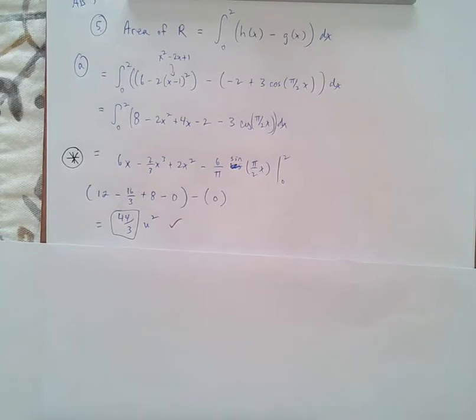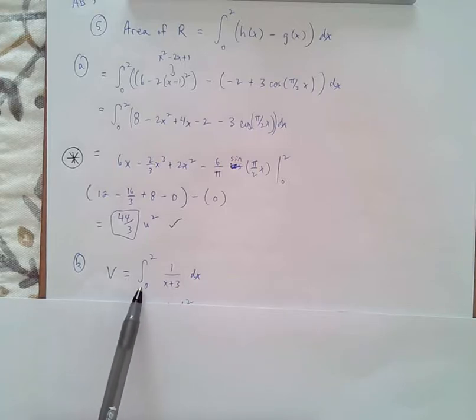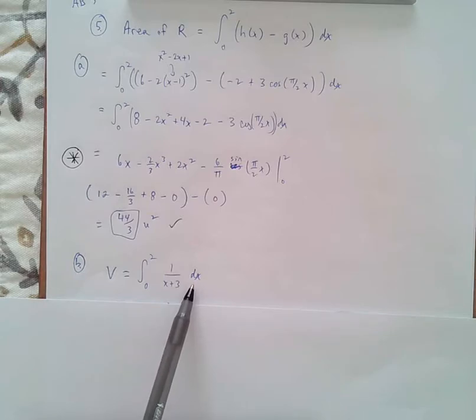Question B, that's a cross-section problem. The area of each slice is 1 over x plus 3, so the volume is the integral from 0 to 2 of 1 over x plus 3 dx. Nothing squared, no pi, nothing. Okay? And then that's in ln.